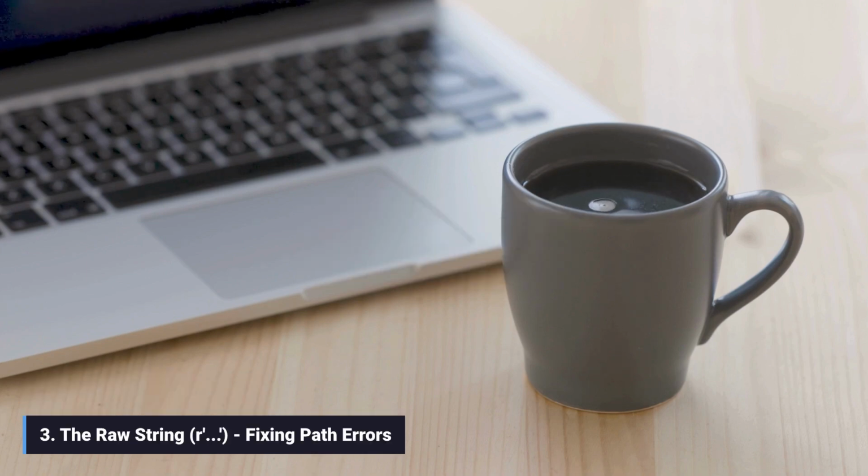3. The raw string. When dealing with file paths, especially on Windows, or when using regular expressions, Python's default interpretation of backslashes can lead to errors, as you saw with the truncated Unicode escape. The solution is the raw string.